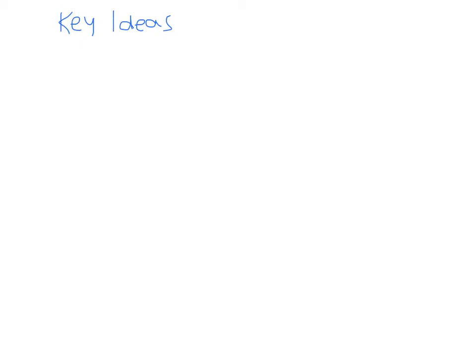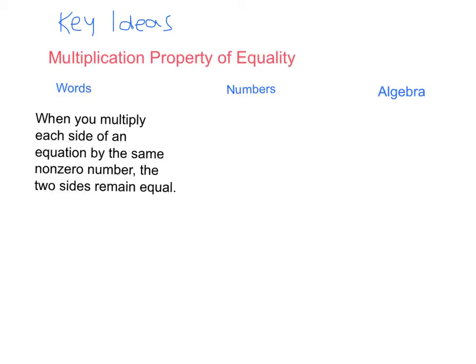The first one is the multiplication property of equality, and the second one is the multiplicative inverse property. So the first property is the multiplication property of equality. What that means in words is when you multiply each side of the equation by the same non-zero number, the two sides remain equal.